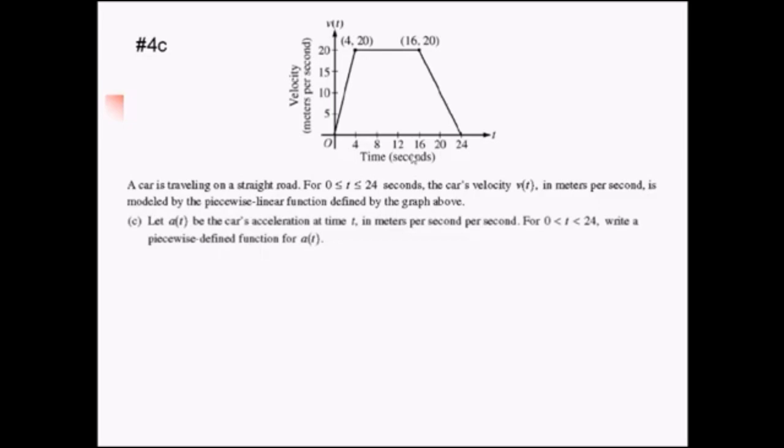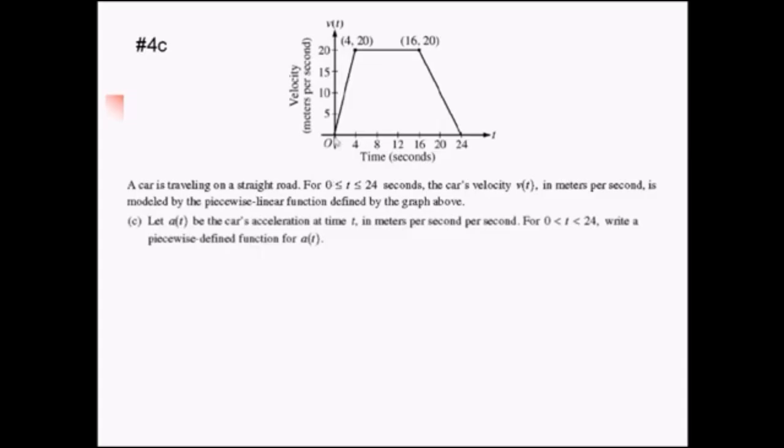How about the border values? We have border values of 4, 16, and 24, and at these border values, since we have abrupt slope changes, we're not going to include the border values at all. So all of our intervals in our piecewise function are just going to be less thans. There's going to be no less than or equals.